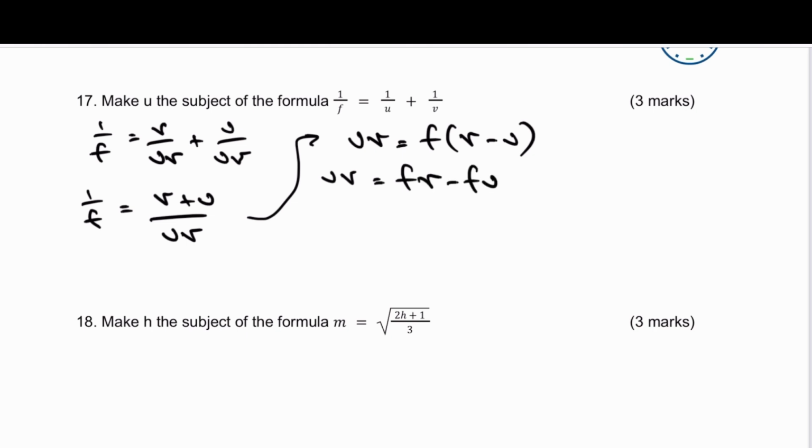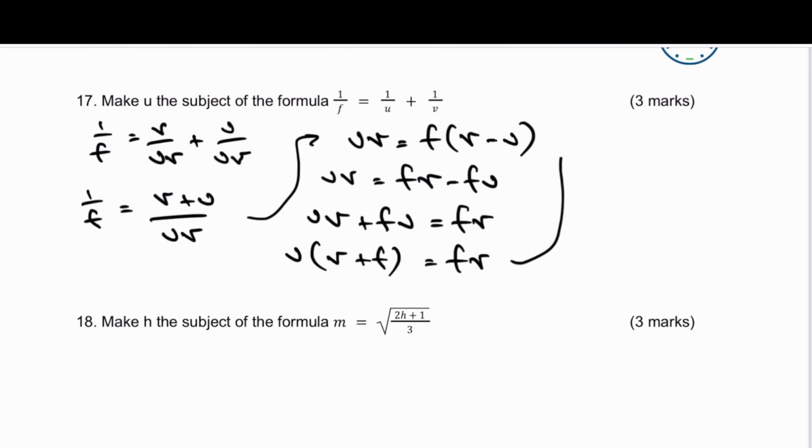I need to get my u terms on, in this case, the left hand side, just to try to keep it as positive as possible. So I'm going to get uv plus fu equals fv. Okay, then I need to factorize for u, so I get u(v plus f) equals fv, and so therefore my final answer is u equals fv all divided by v plus f, and that would be the answer to question number 17.